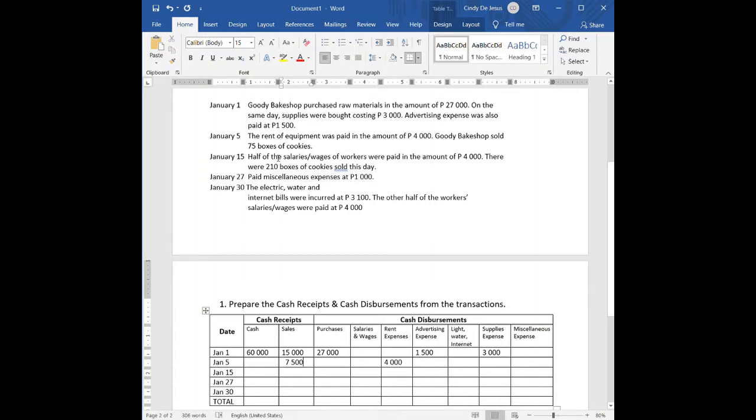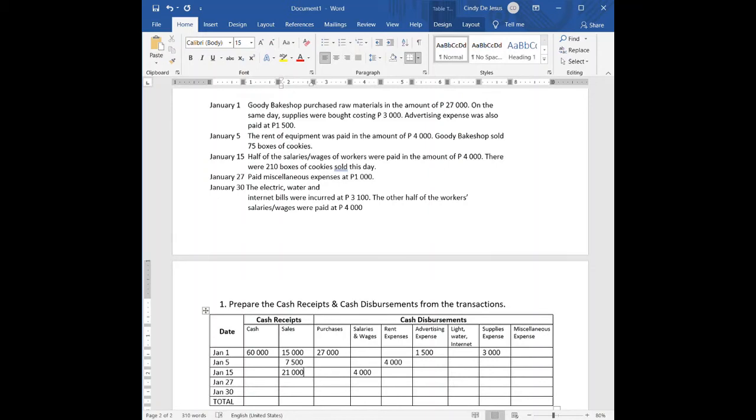So, he paid salaries to his employees, 4,000. So, where is it here? There. 4,000. Then, he again sold 210 boxes, which is equivalent to 21,000, because it's multiplied by 100.